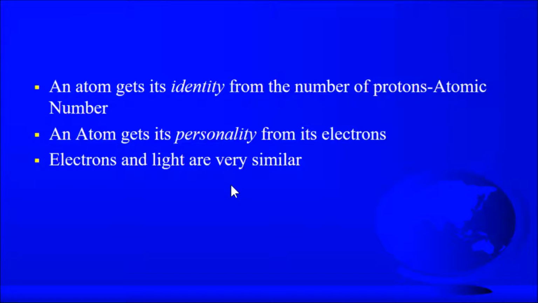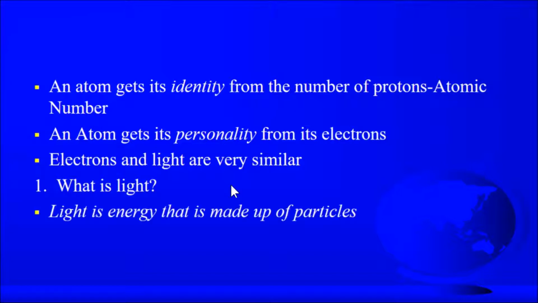We're going to stop thinking about electrons for the moment, and we're going to think about light. But why, Mr. Moreno, are we thinking about light? Because light is weird too. And light we understand a little bit better. So, what is light? Light is energy that is made up of particles. Now write this down and think about it a little bit. Because this statement really doesn't make any sense.